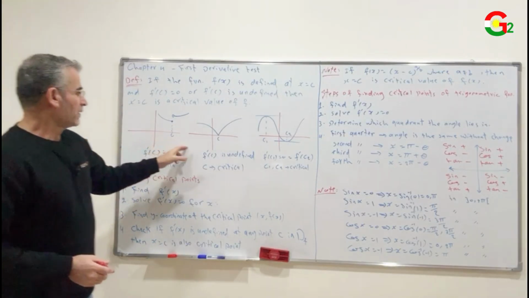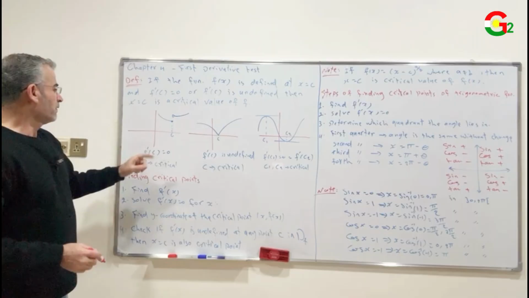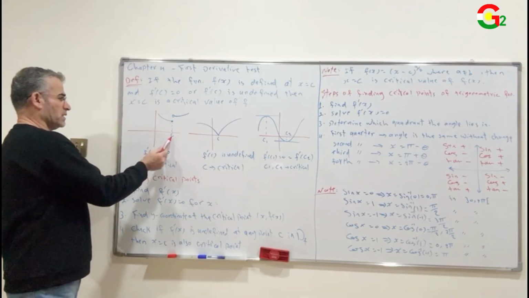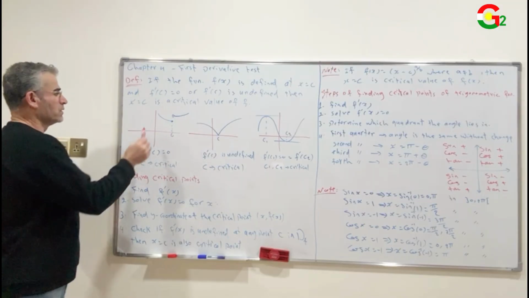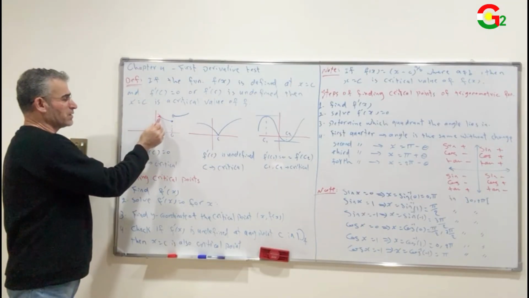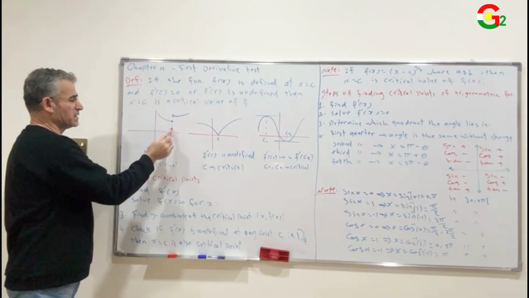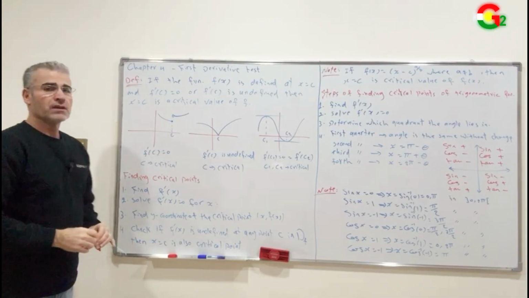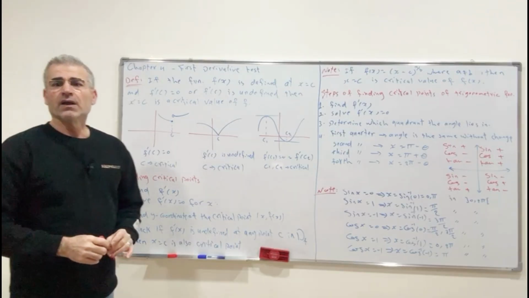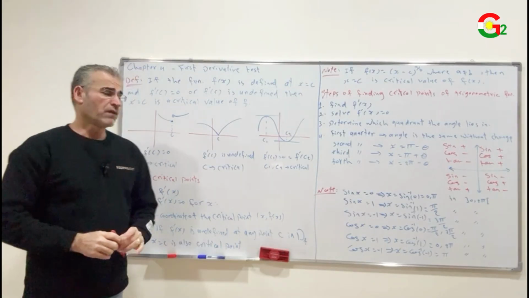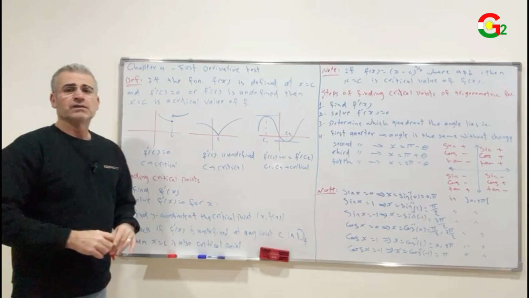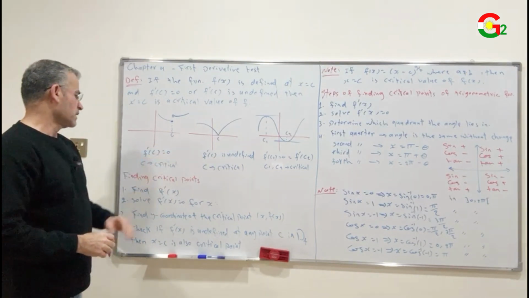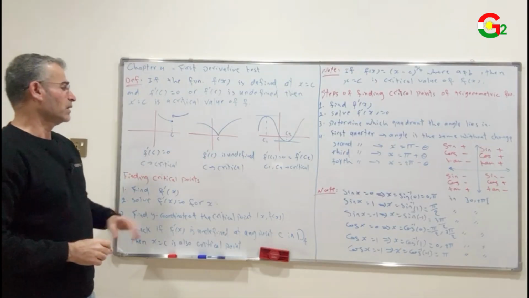We have three graphs. In the first graph, f prime of c is 0 because the function is decreasing, then at c the function starts increasing. Therefore, the derivative of the function intersects the x-axis at c. Therefore, f prime of c equals 0 and c is a critical point.